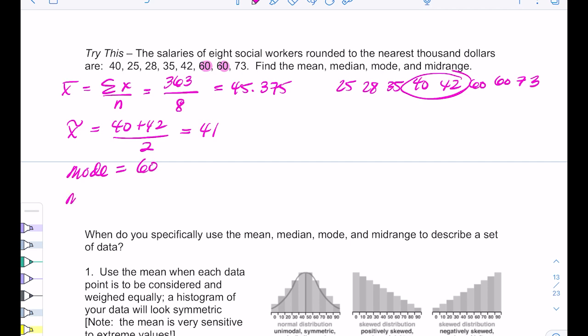And then last, we need to find the mid-range. And to do that, remember we need highest plus lowest divided by 2. So 25 is your lowest, 73 is your highest. So I'm going to add 25 plus 73 and then divide by 2. And that gives you 49. So as you can see again, the average, the median, and the mid-range are all pretty close together, except for the mode.